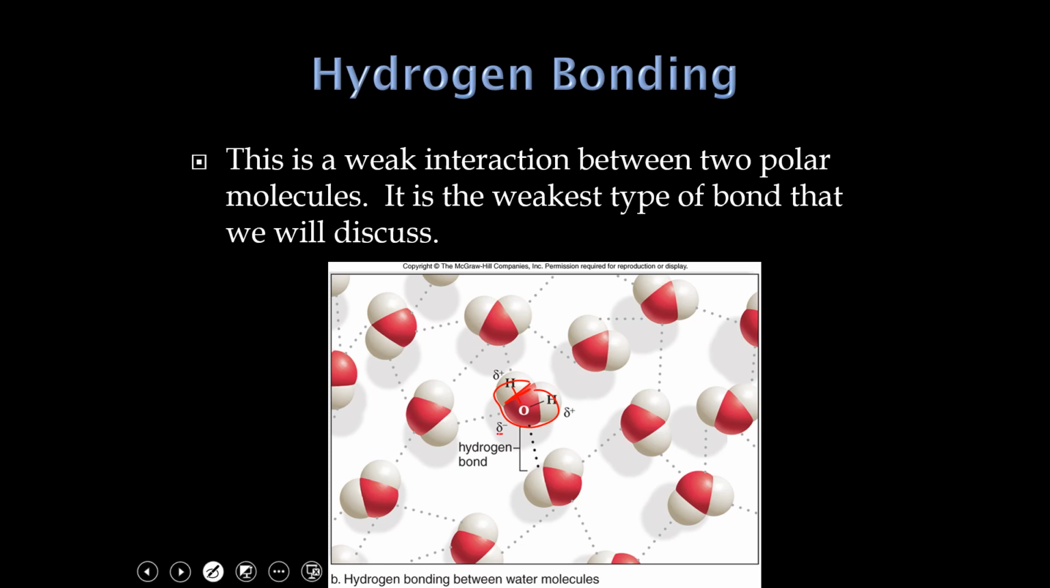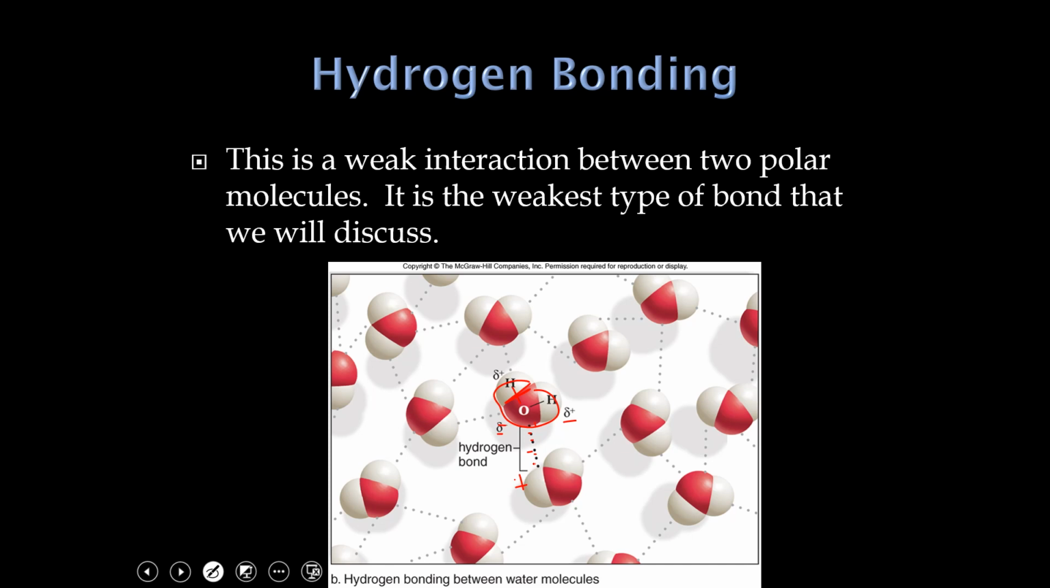Because of that dipole moment that we talked about that made it polar, if one water molecule bumps up against another water molecule, the negative part of one water will be attracted to the positive part of another one, and you'll get this hydrogen bond that forms between them. It's, again, an attraction of opposite charges. It's way too weak to even be considered an ionic bond. So this is the weakest kind of bond that we're going to talk about.